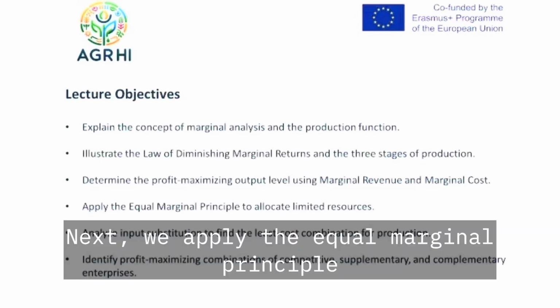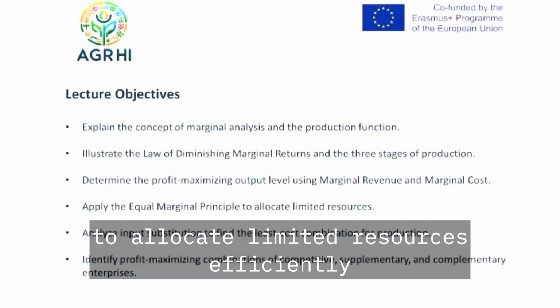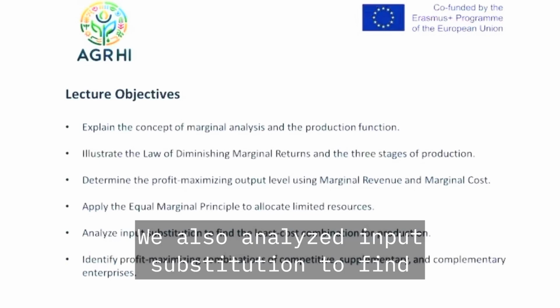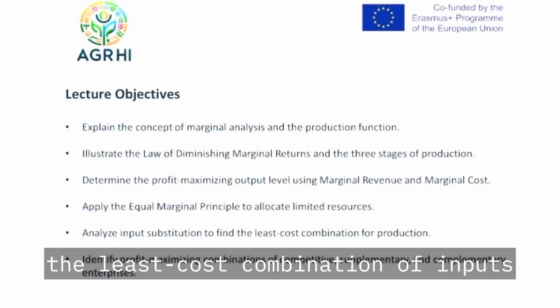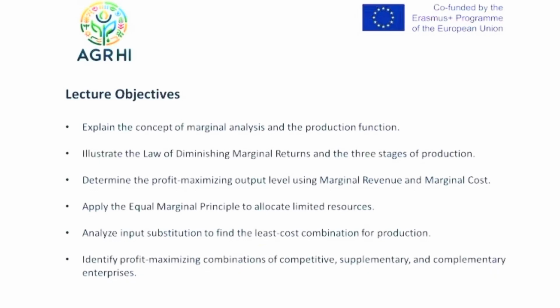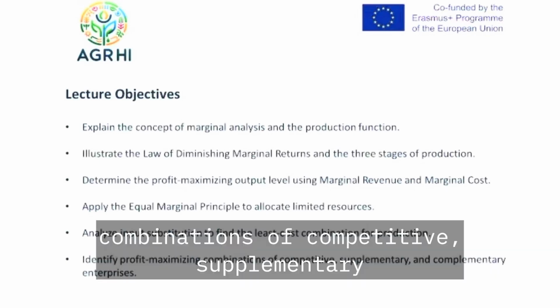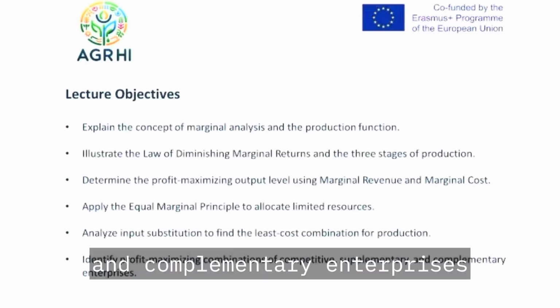Next, we apply the equal marginal principle to allocate limited resources efficiently. We also analyze input substitution to find the least cost combination of inputs. Finally, we identify profit maximizing combinations of competitive, supplementary, and complementary enterprises.